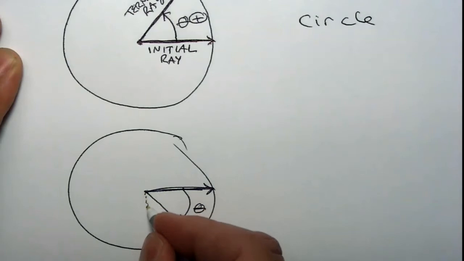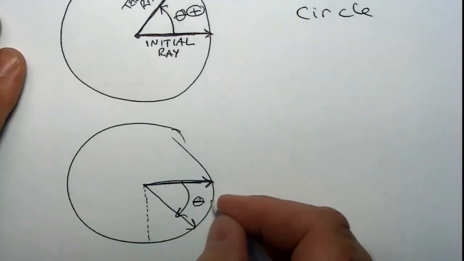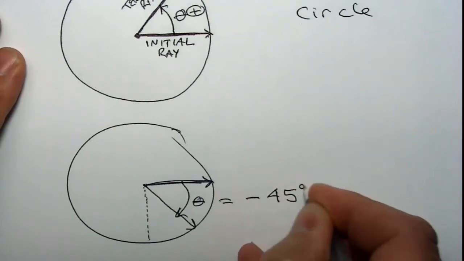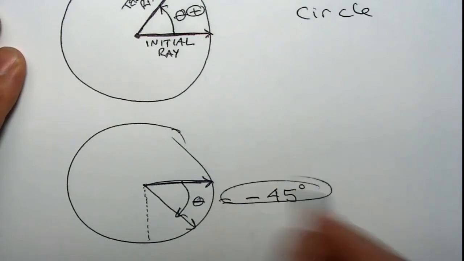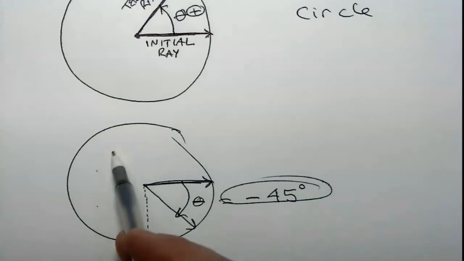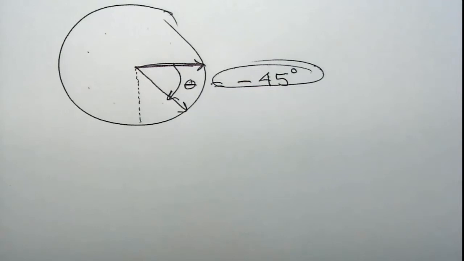In fact, if I were to draw this vertical line down, I'm going to say that that is right in the middle, and we'll call this negative 45 degrees. Because there are 8 of these in a circle. 1, 2, 3, 4, 5, 6, 7, 8. So 360 divided by 8 is 45, but we went backwards, so that's a negative 45 degree angle.